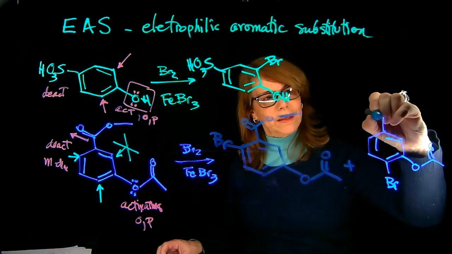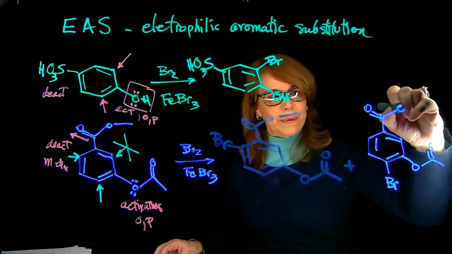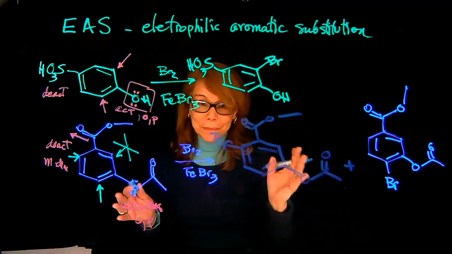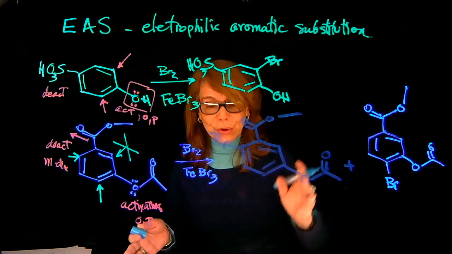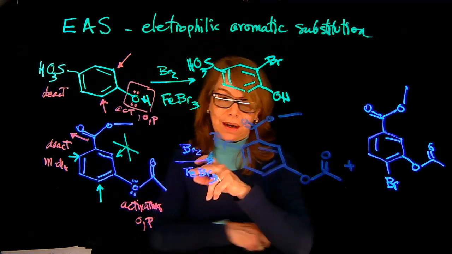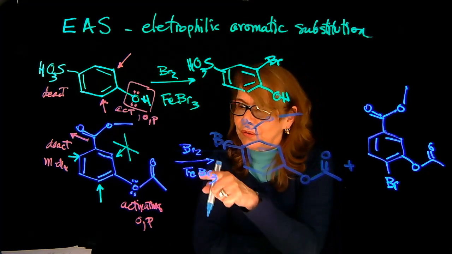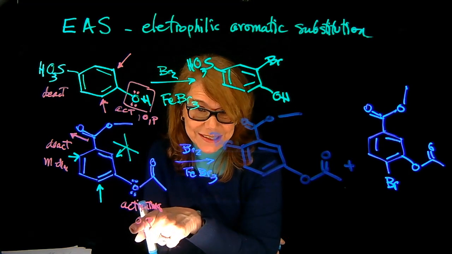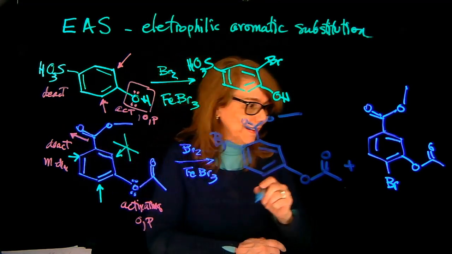So again, here we must remember what is attached to the ring, because it might be confusing. It is an ester group, but remember that when you have the oxygen directly attached to the ring, you can do resonance and donate electrons to the ring. That's why this is activating and this is deactivating.